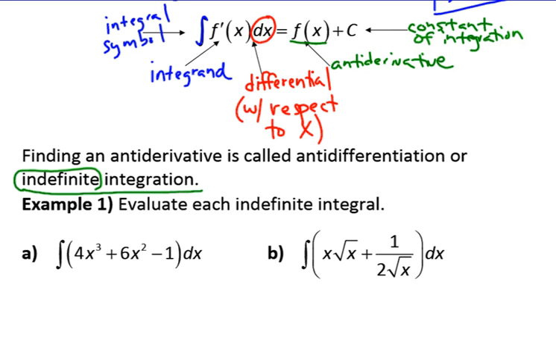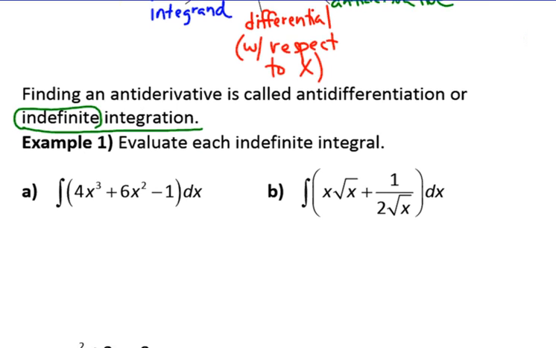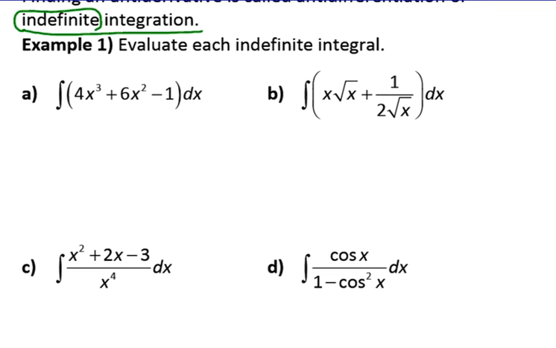There is also another type of integration called the definite integral, which we will learn later. An indefinite integral is what we're going to start with today. It says to evaluate or find each indefinite integral. When we take the integral of addition or subtraction, we can just integrate each individual term. We cannot do that with multiplication and division, just like when we take a derivative.